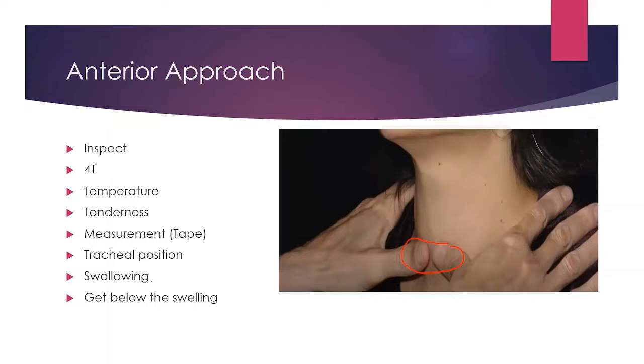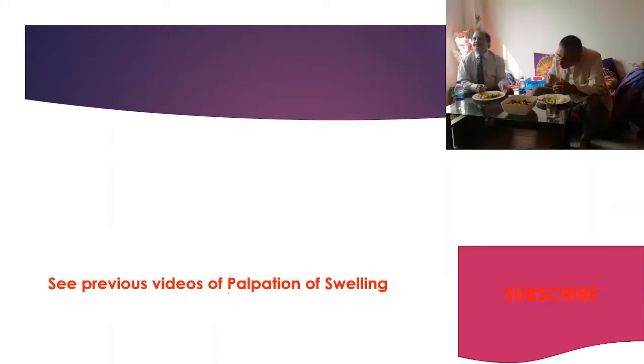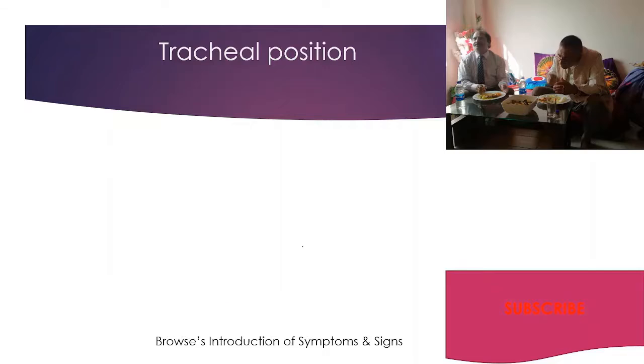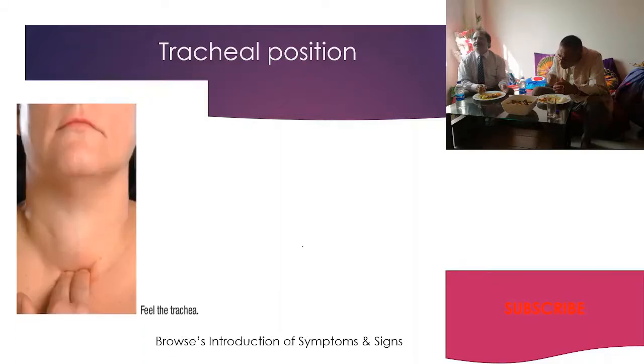That swallowing as well as that get below swelling should be assessed from behind again. So again, the temperature, the tenderness, the size of the swelling, the surface of the swelling and margin you can assess from the front. Clear? So let's know how to assess the tracheal position. That picture is taken from your reference book, Norman Browse, Demonstration of Physical Signs in Clinical Surgery.